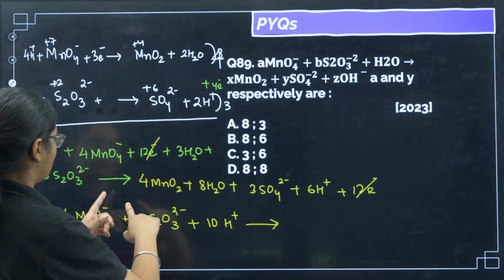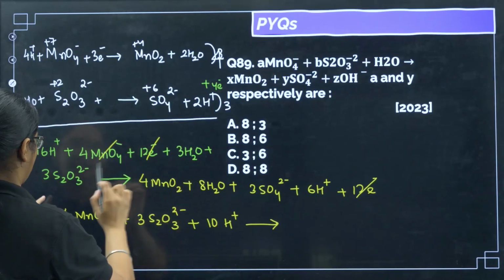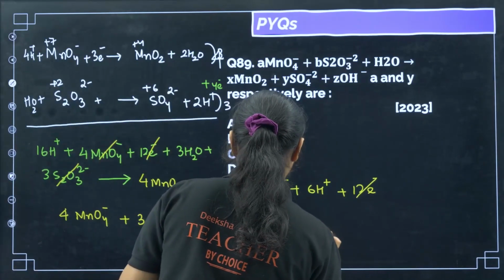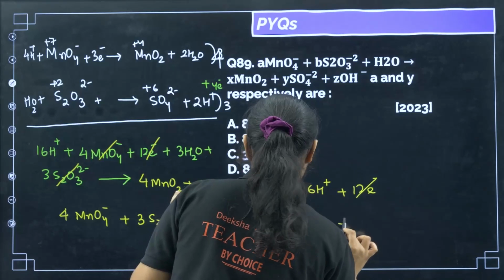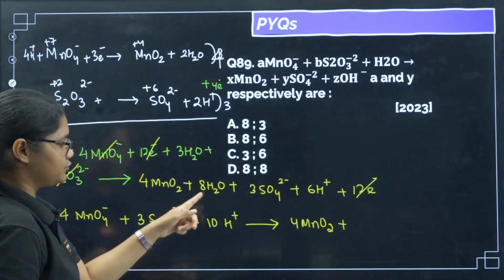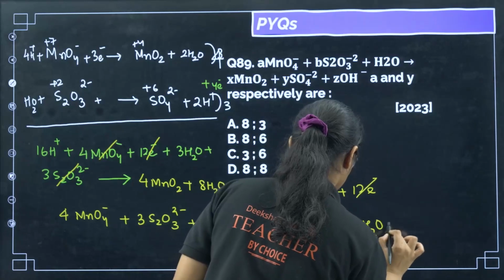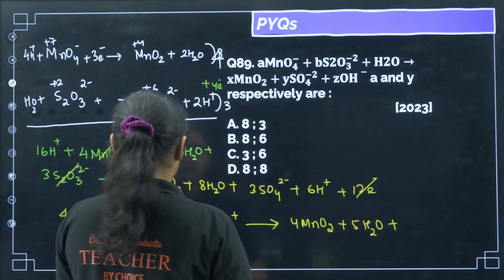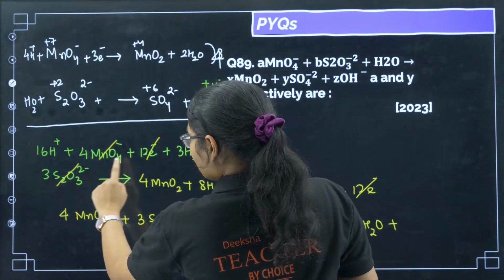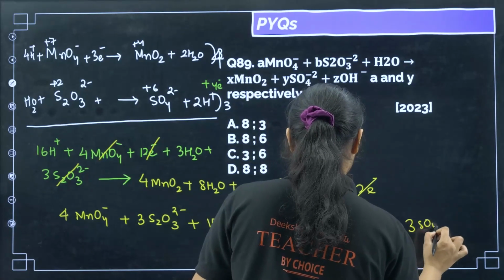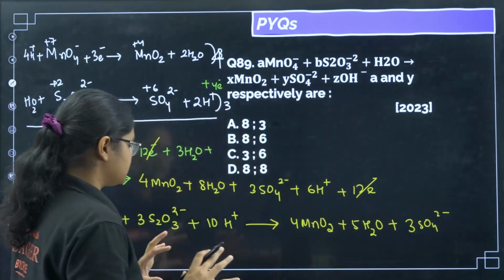And after that, I have written this one, this also I have written, then I have 4 MnO2, 8H2O, this side we have 3H2O, this is 8H2O, so I can subtract here, so I will get 5H2O, and then I have 4 MnO2, then I have 3 SO4 2-. So this is my equation.